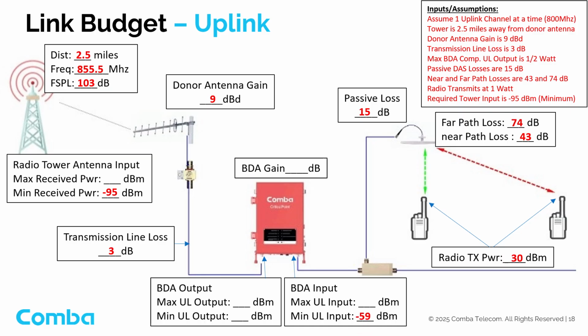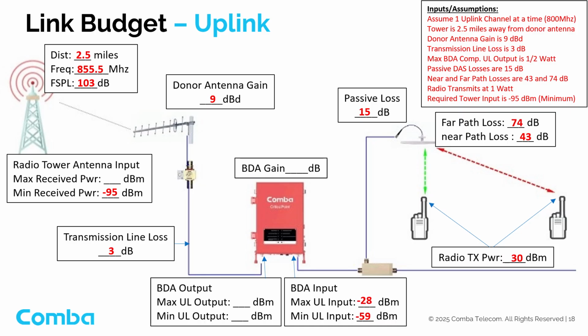The maximum BDA uplink input power can be calculated using the following formula. The maximum BDA uplink input power is equal to the radio output power minus the near path loss minus the passive DAS loss, which gives us 30 dBm minus 43 dB minus 15 dB equals negative 28 dBm.